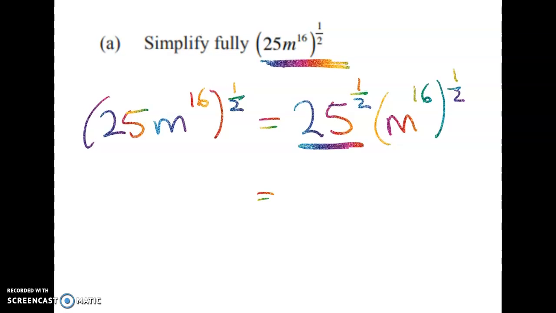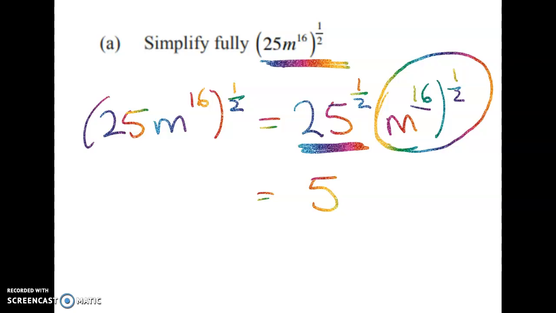Well, 25 to the power of 1/2 means the square root of 25, which is 5. Here, we're going to use the rule that a power to a power means that I multiply those powers together. So I get 5m to the power of 8. So that's an achieved question.